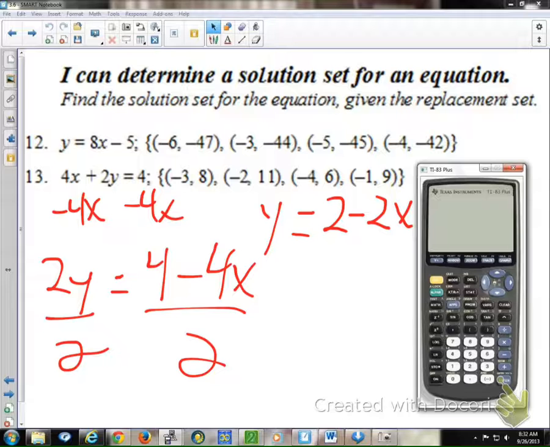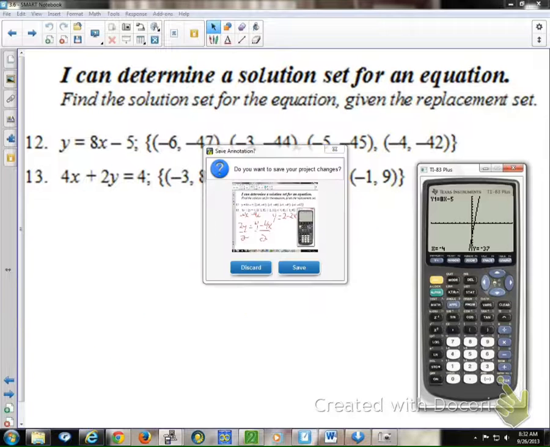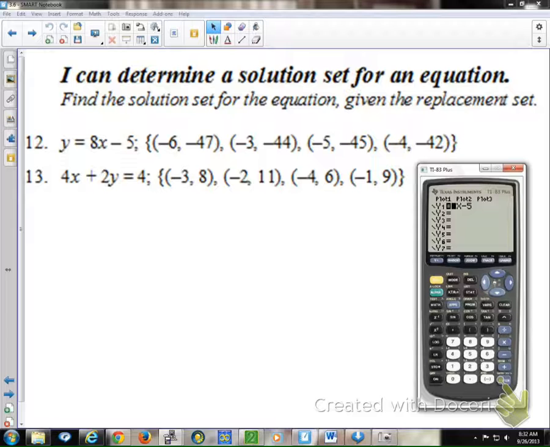Now, let's graph that thing. Y equals 2 minus 2x. Graph. Should look like that. Now let's trace these x values. Trace. -3. Enter. Nope. I hit the wrong thing. Hey, that one worked. Let's try -2. That one didn't work. Try -4. That one didn't work. And -1. That one didn't work. So -3/8 is the only one that worked.